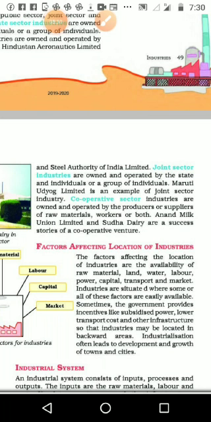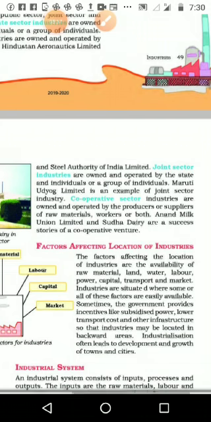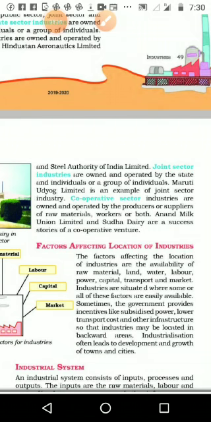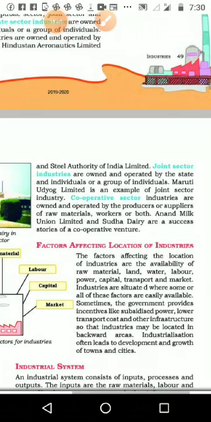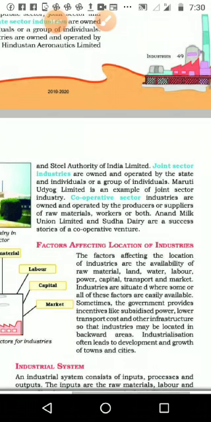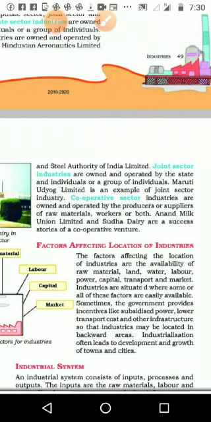So the cooperative sector is a new term that we are learning, not only in India but in other countries also. It is not that old when we compare it with the private sector, public sector or even the joint sector. We can see this here in Tamil Nadu and in South Indian states. We have the maximum number of cooperative sector industries.